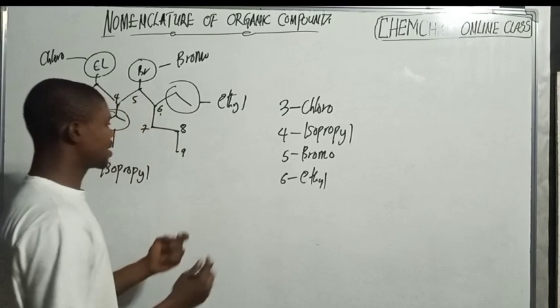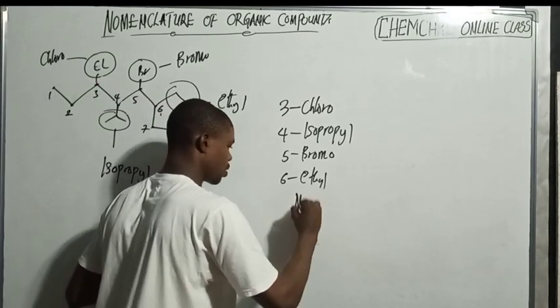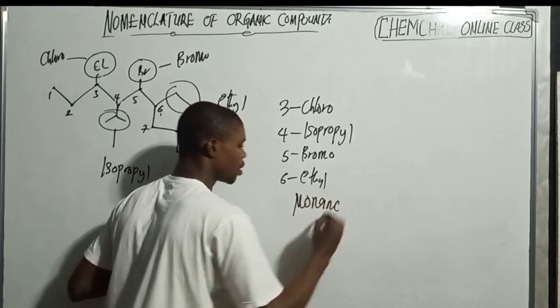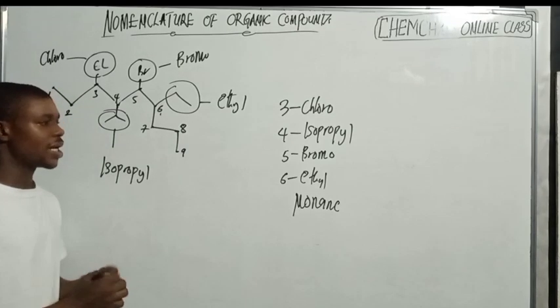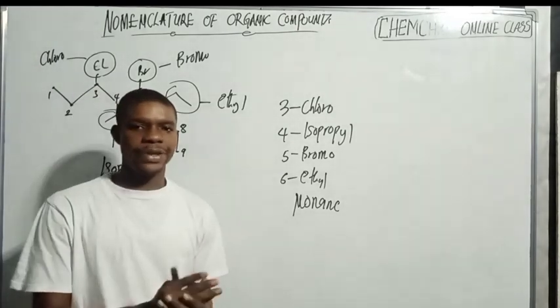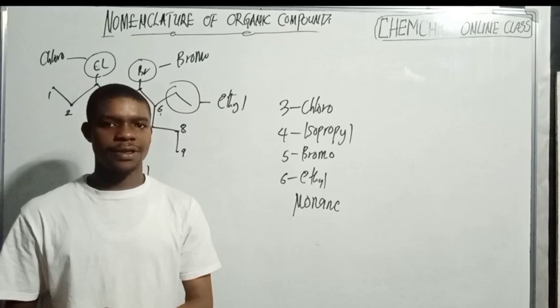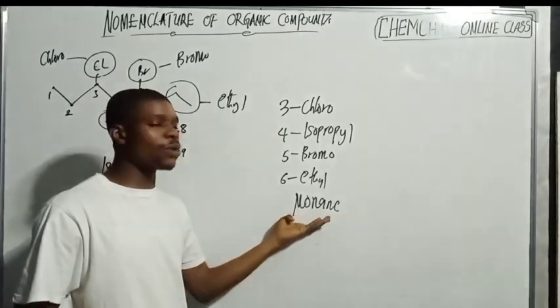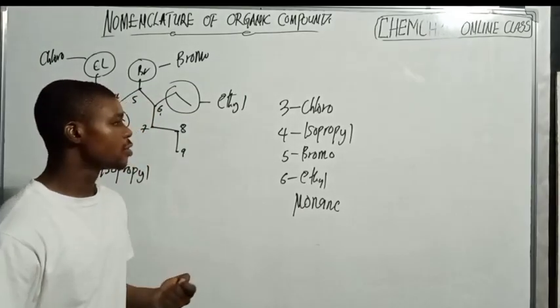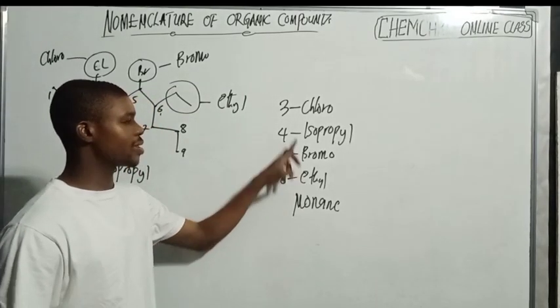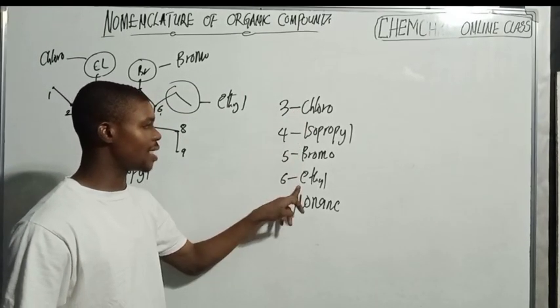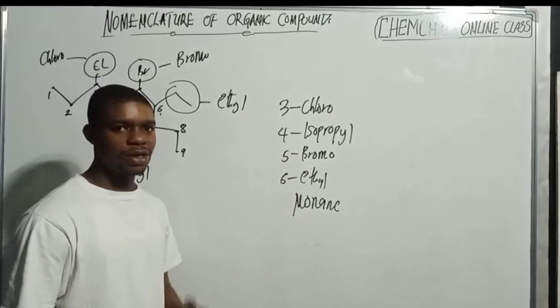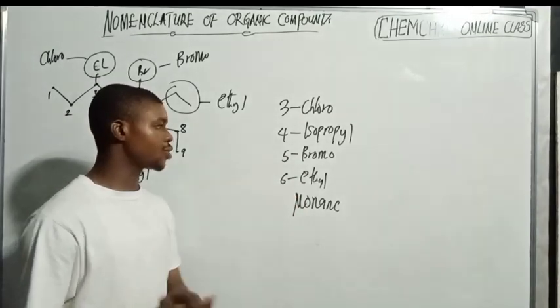Now, what is the parent name? The parent name is nonane. Can you see that? The parent chain is nonane. Now, if you want to name it here, you must arrange the substituents alphabetically. So the parent name will always come last. Do you understand? So B will come before C, and C will come before E, and E will come before I in alphabetical order.